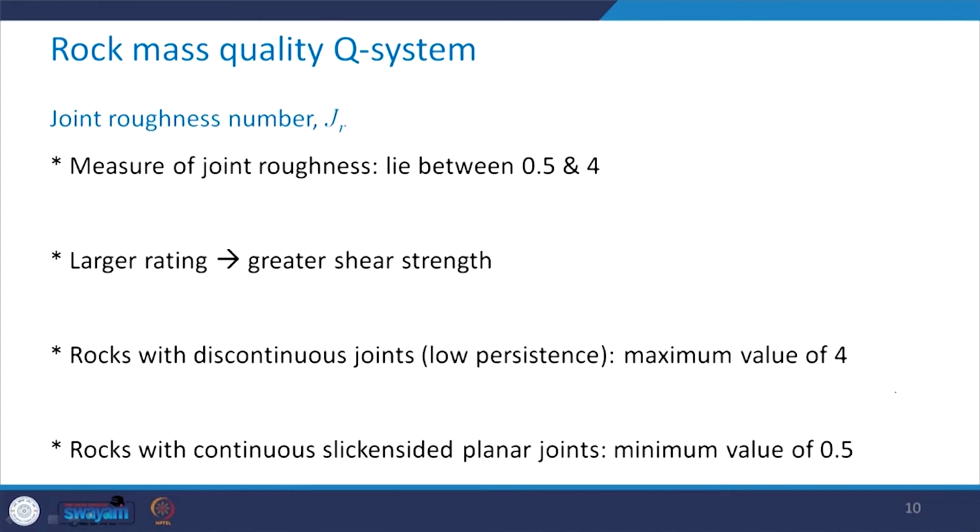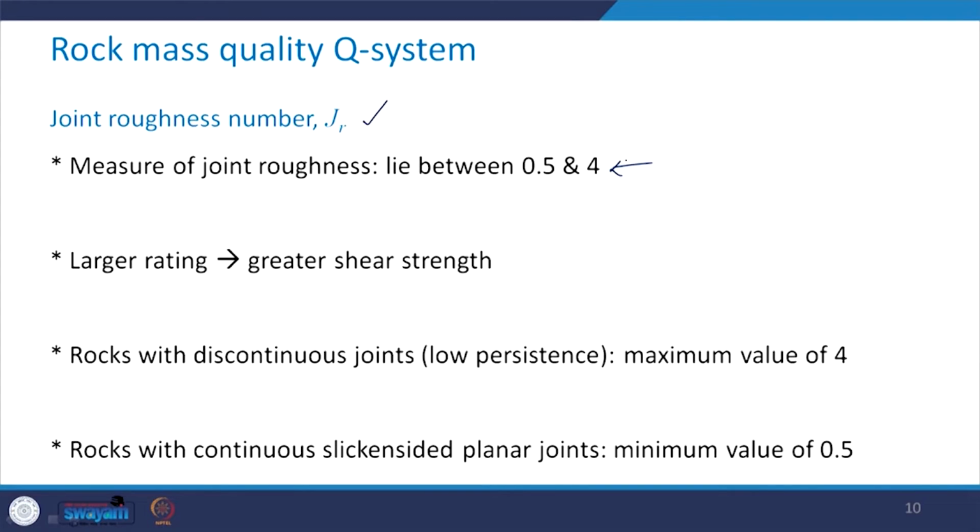Coming to the next parameter, which is the joint roughness number. This is represented as JR. The measure of joint roughness lies between 0.5 and 4. As the rating of JR is larger, it represents greater shear strength, because this parameter is in the numerator of the second quotient in the expression of Q index.